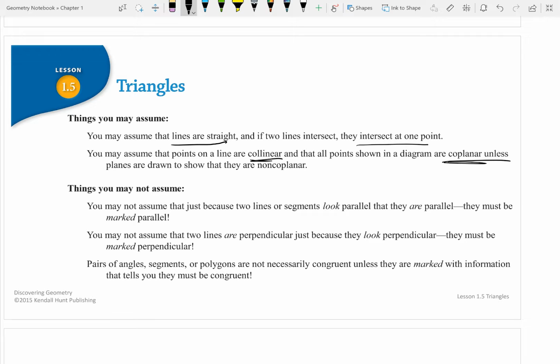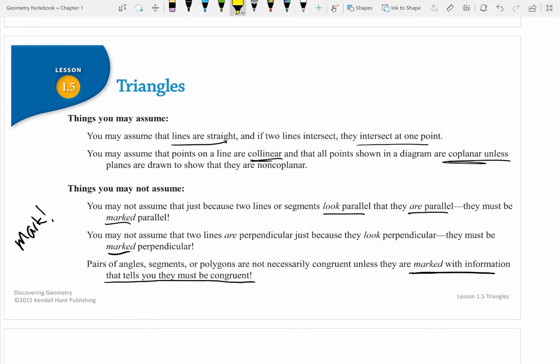Things you may not assume. You may not assume just because 2 lines or segments look parallel, they are parallel. They must be marked parallel. You may not assume that 2 lines are perpendicular just because they look perpendicular. They must be marked perpendicular. Pairs of angles, segments, or polygons are not necessarily congruent unless they are marked with information that tells you they must be congruent. Moral of the story is mark. Don't base things on how they look.